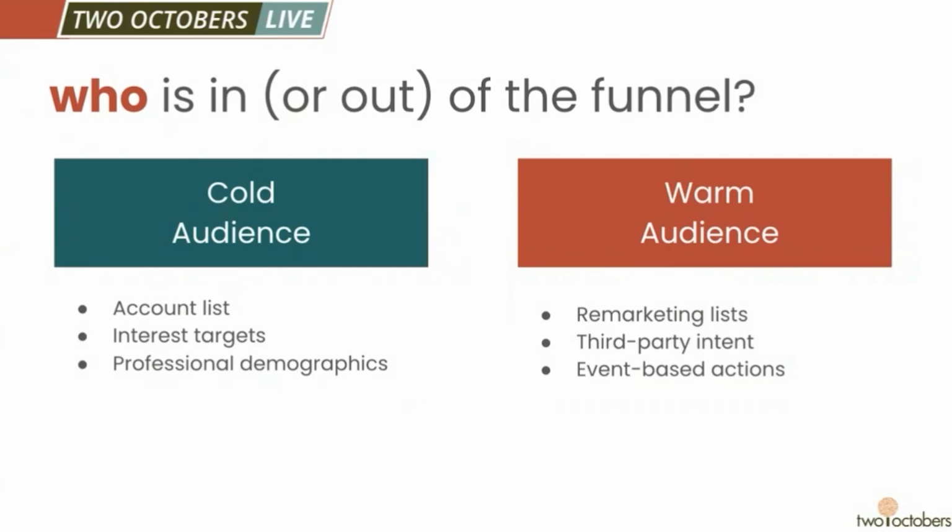Interest targets are another one. So the ones where we kind of choose what they might think affinity-wise that would relate to our brand. And then professional demographics, a lot of times on cold audiences that are still relatively in market. With warm audiences, these are people we assume have heard of or had some sort of touch point with either our brand or product, or a product similar to ours. The warm audiences are based on remarketing lists, third-party intent, and event-based actions that have happened on the website.